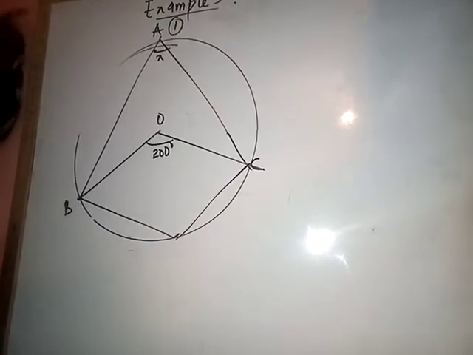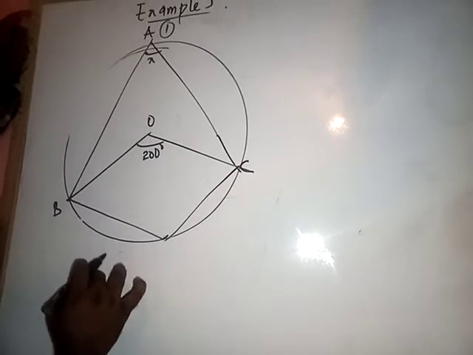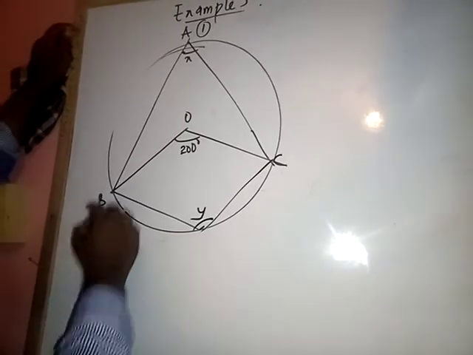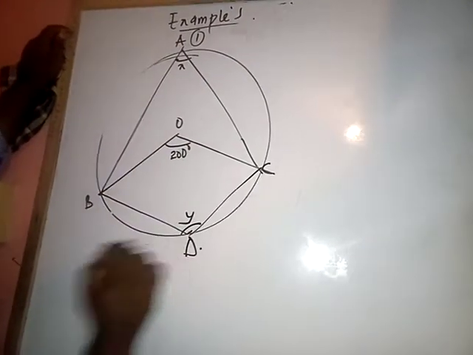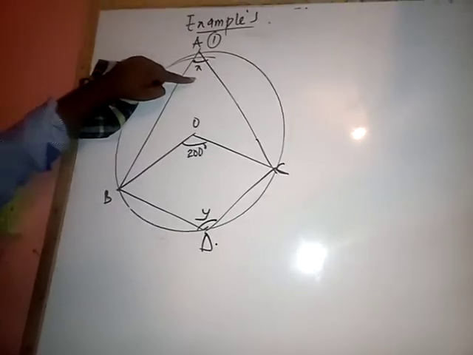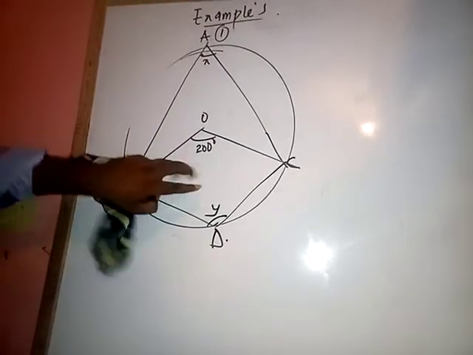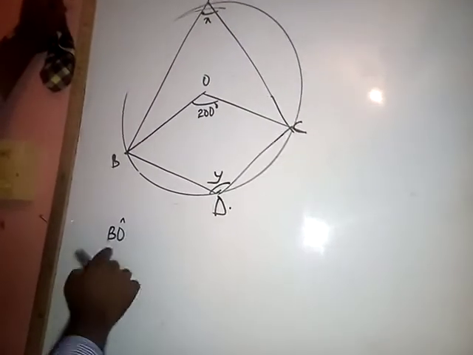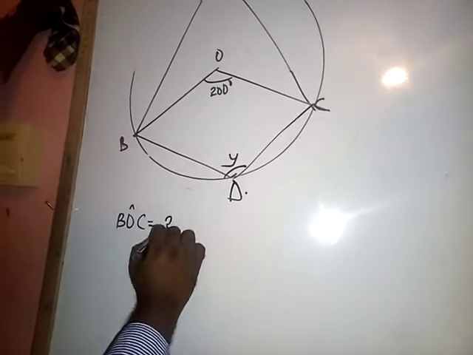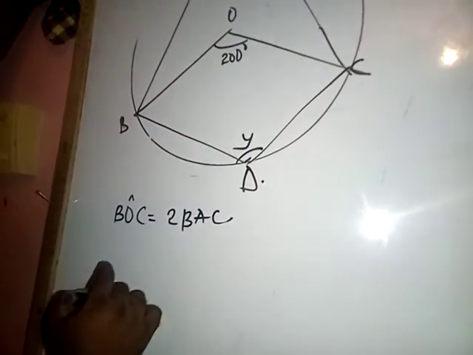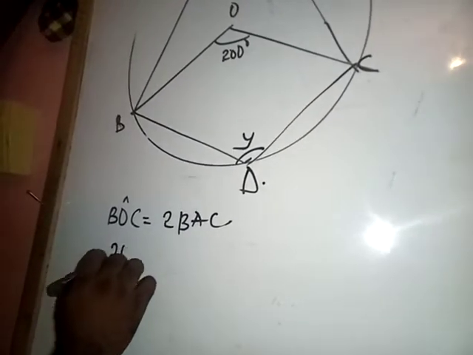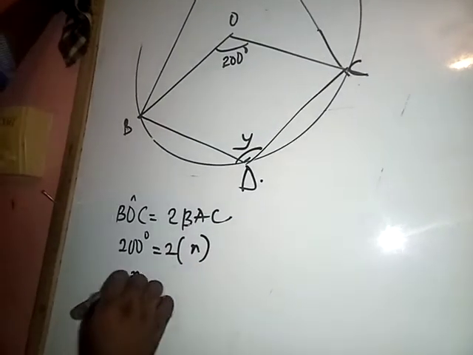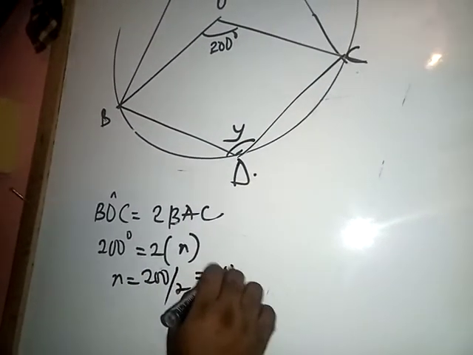Now guys, example 1. Look at this. We want to look for angle x and also angle y. Now let's go. This is angle ABC. Let me put here D. How do we get angle x? It is quite easy. Angle at the center is twice. That means if here is 200, here is 100. So I will say that angle BOC is equal to twice angle BAC. Therefore, angle BOC is 200 degrees, twice BAC, which is x. So x is equal to 200 over 2, 100 degrees.